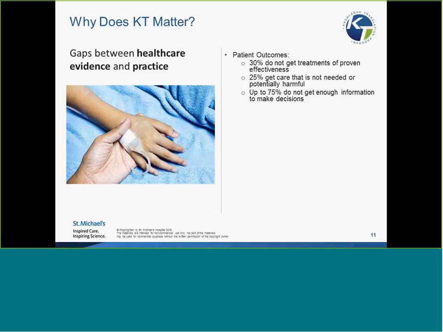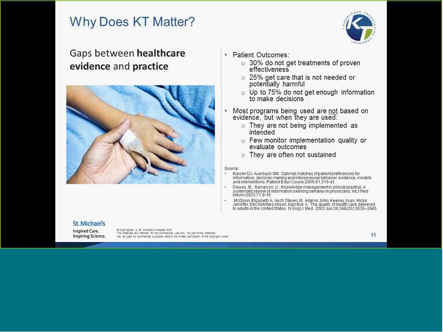When people implement evidence in practice and implement programs, they aren't actually being used the way they were originally intended. We don't assess implementation quality to see whether they've actually been implemented the way they were supposed to be. We don't end up producing the outcomes we were hoping for. And we also don't assess or plan for sustainability. If we don't plan for how things are going to be sustained, we're wasting our time and money because they're going to be short-lived outcomes that won't last over time.